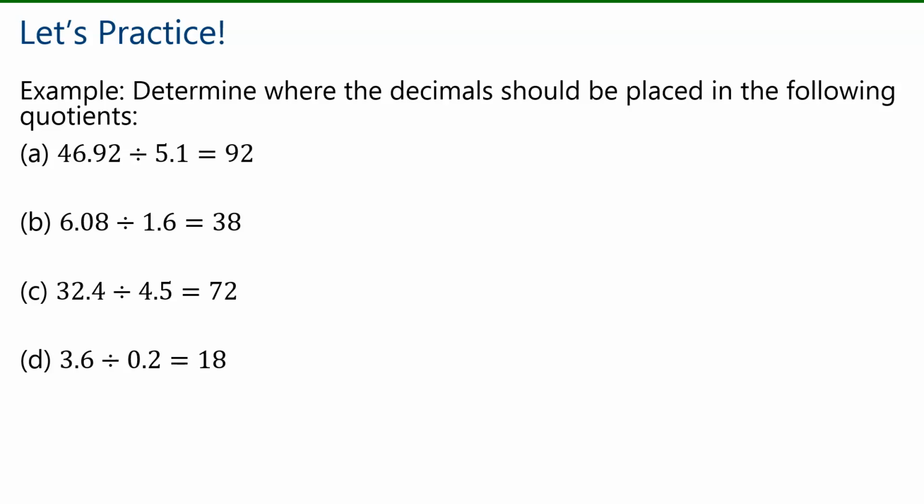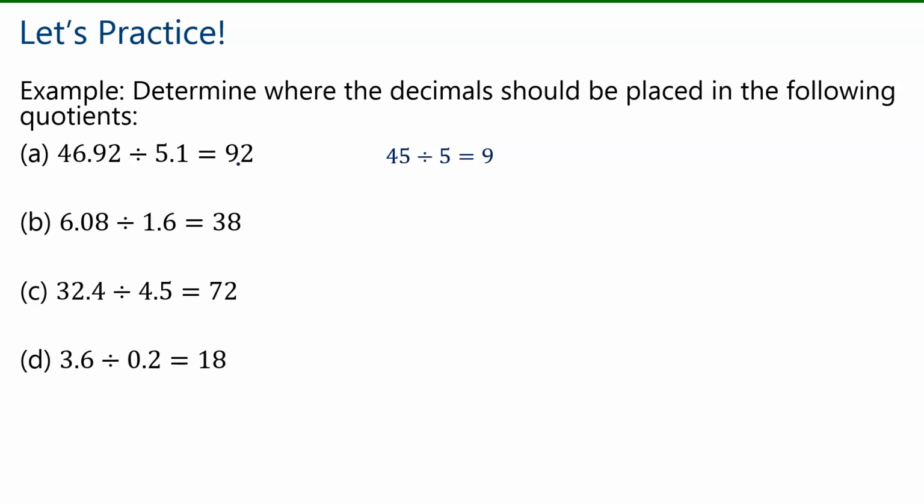Now this last example, the quotient is already calculated. We just need to determine where to put the decimal. So for A, we have 46.92 divided by 5.1. Now I'm not going to use front-end estimation here because I can't divide 46 by 5 evenly. Instead, I'm going to round. If I change 46 to 45, that is divisible by 5, so let's do that. 45 divided by 5 is 9, so that means I'll put my decimal right here in between the 9 and the 2.